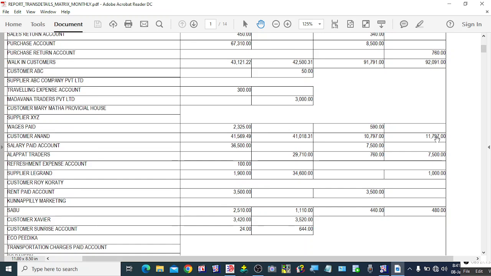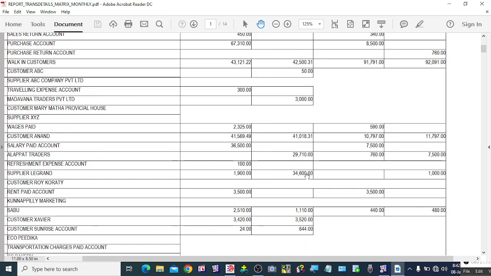February. In this way, we can make a month-wise breakup regarding the debit and credit transactions of all the ledger accounts. This is very useful information for the management to compare each expense ledger, each income ledger, as well as supplier and customer ledgers.